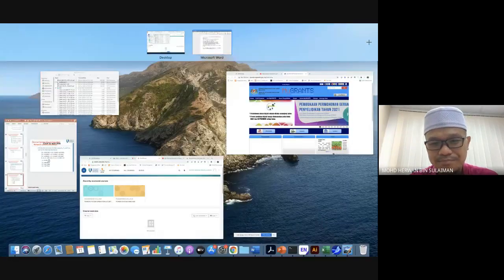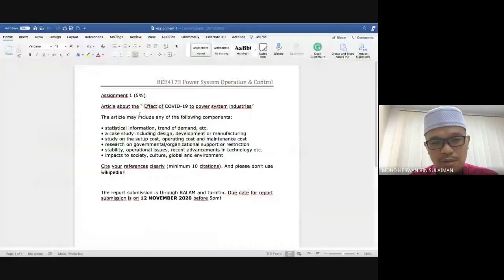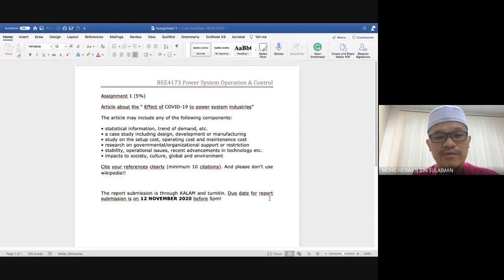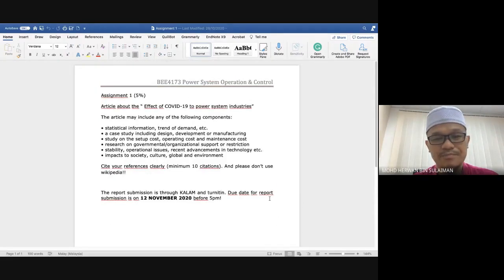Can you see the class? Yes, sir. Okay, so read the article. You find the article, or any relevant articles, and then you need to write by yourself. Not too much, okay: maximum 4 pages double column. It is a maximum, so there is no minimum, but if it is too short that is also not acceptable. So try to make it 4 to 5 pages double column and submit to Turnitin and also Kalam.